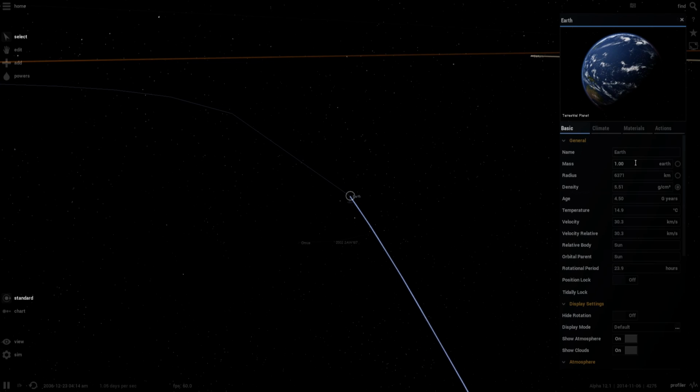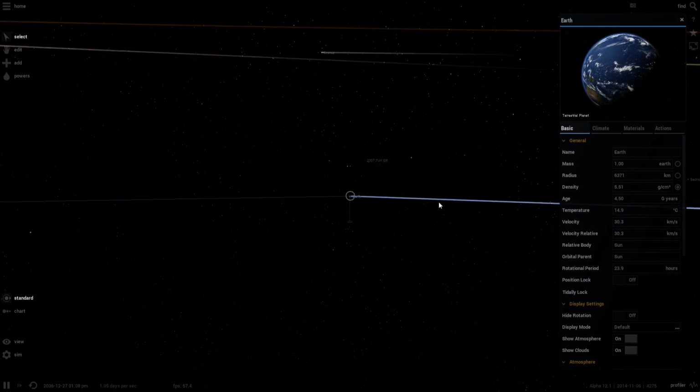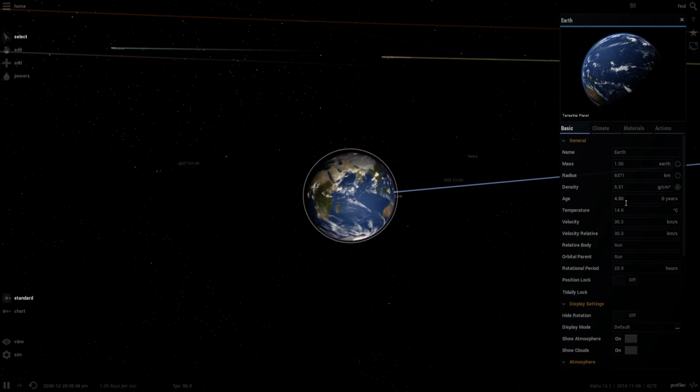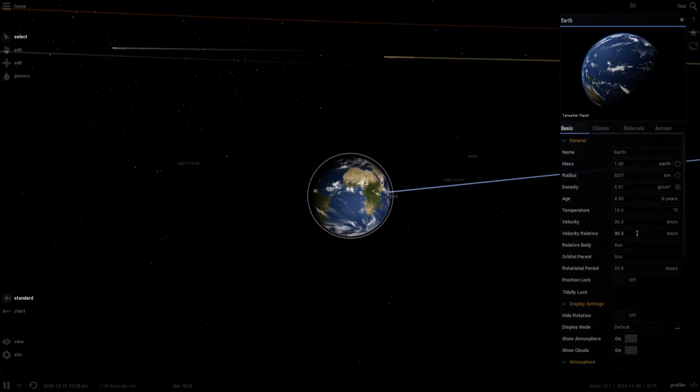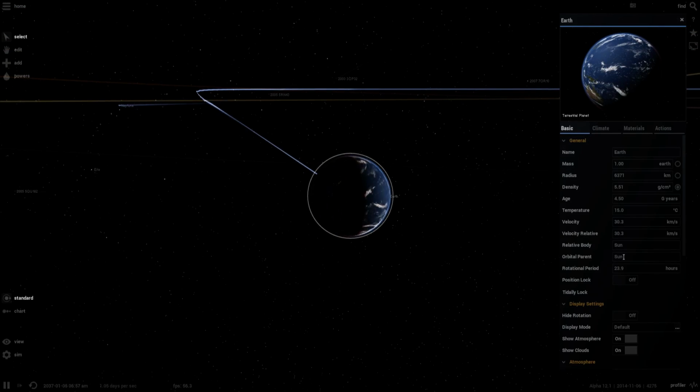Well, first of all, you have the mass, radius, and density, which are, of course, as you would expect of a planet. You got the age, the temperature, the velocity, the relative velocity, the relative body, in this case the sun, and the orbital parent, the same thing.